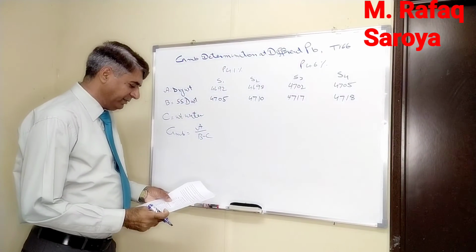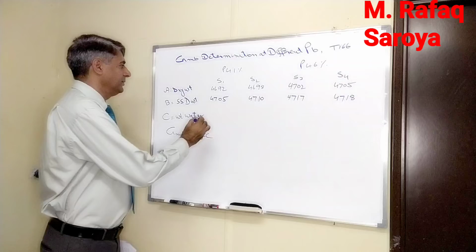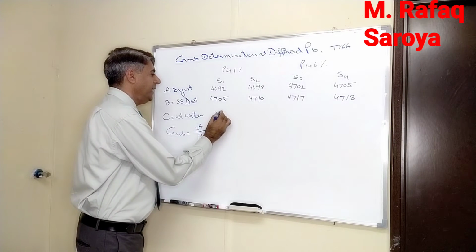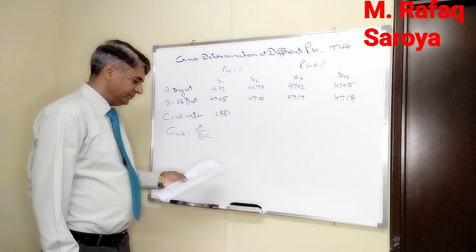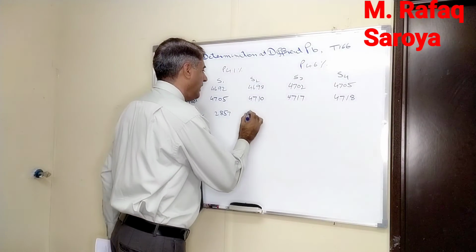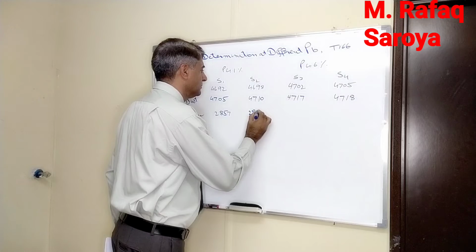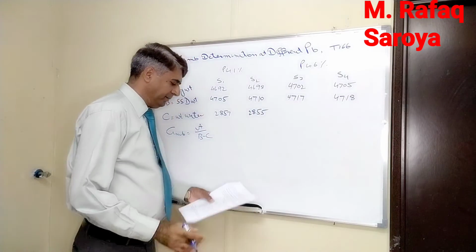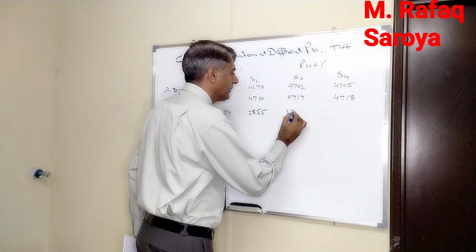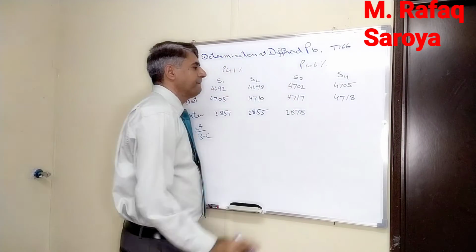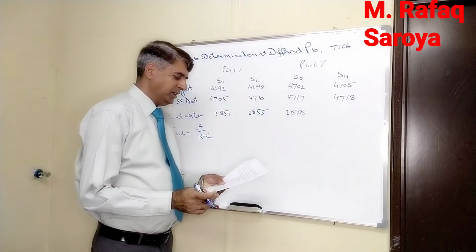Now, what is the weight of the specimen when they are immersed in water? 2857, 2855, 2878, and then 2877.